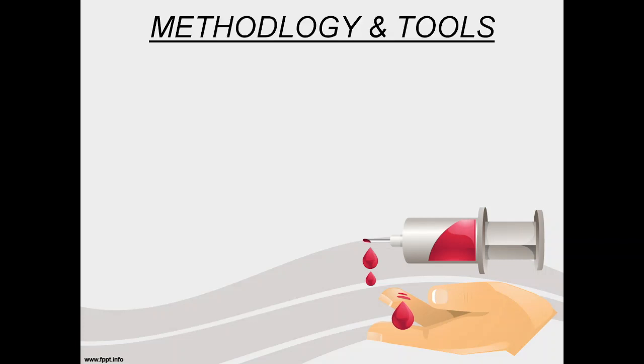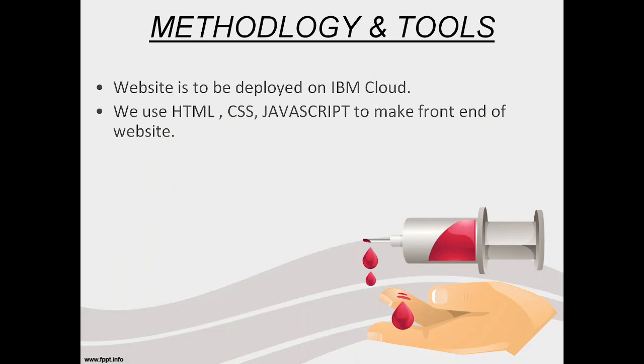Next is methodology and tools. The first point is the website is to be deployed on IBM Cloud. And the next point is we use HTML, CSS, and JavaScript to make the front end of our website. And the next point is we use a cloud server in the backend to store our database.